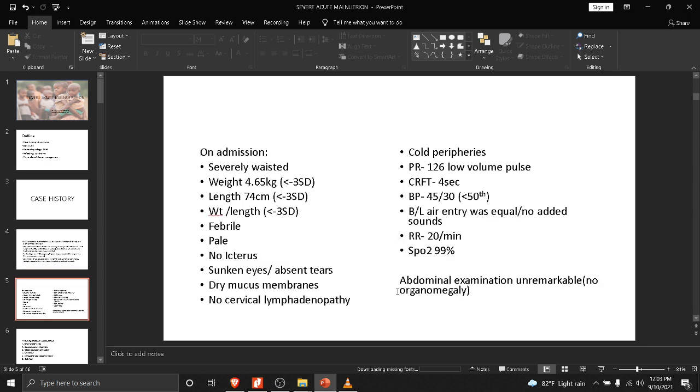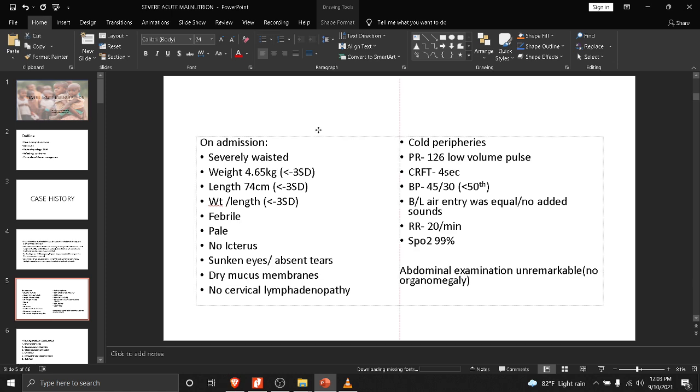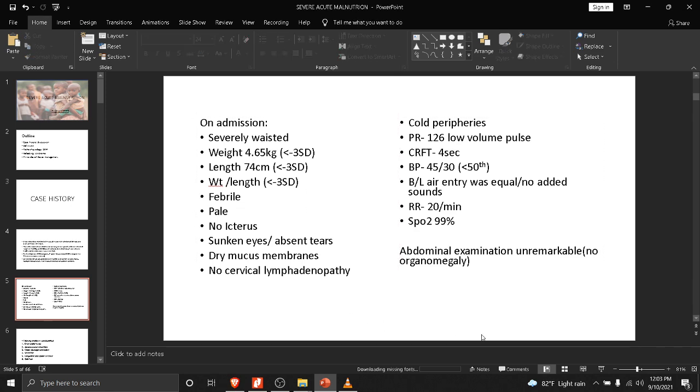On admission, these were the examination findings. The child was severely wasted. The weight, length, and weight for length were all below -3 SD. The child was febrile, pale but not icteric. There were sunken eyes, absent tears, dry mucous membranes, and no cervical lymphadenopathy. There were cold extremities and the pulse rate was 126 with low volume pulse. The capillary refill time was 4 seconds.